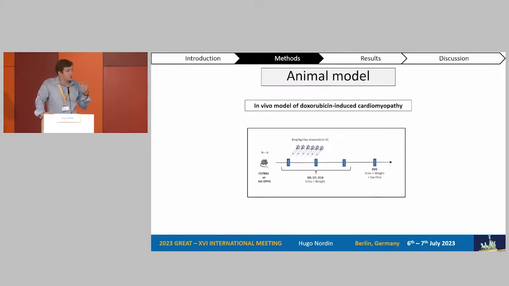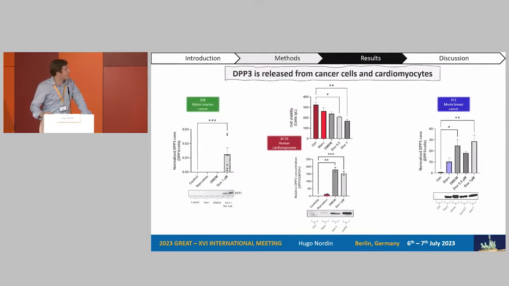We inject them with doxorubicin for a week, and we measure the heart function and the DPP3 levels in the plasma for 3 weeks before sacrifice. So the first results here are quite interesting. Yes, the answer is DPP3 is released from cancer cells and cardiomyocytes.